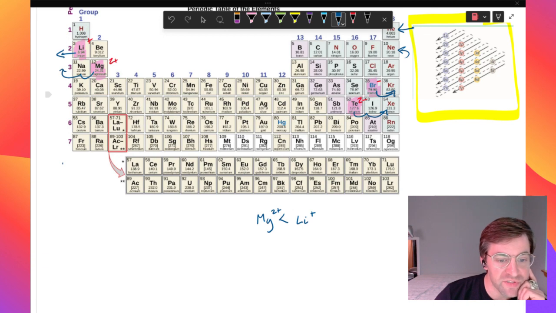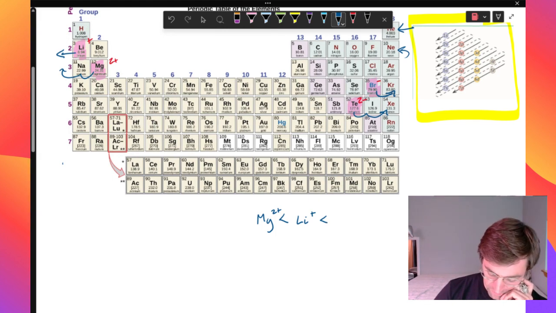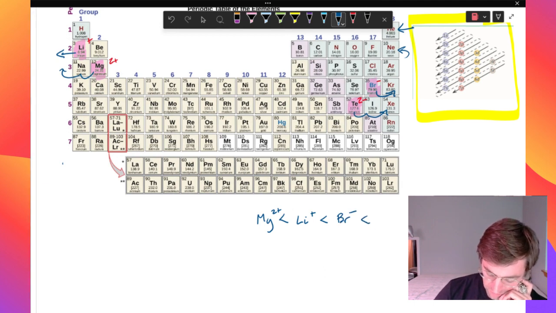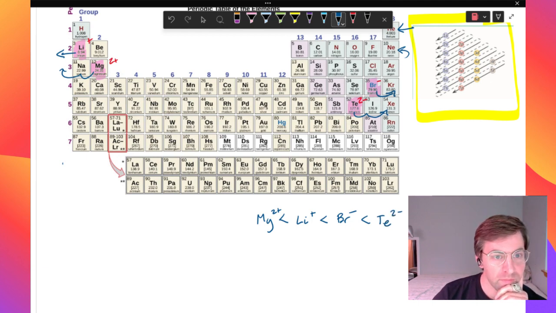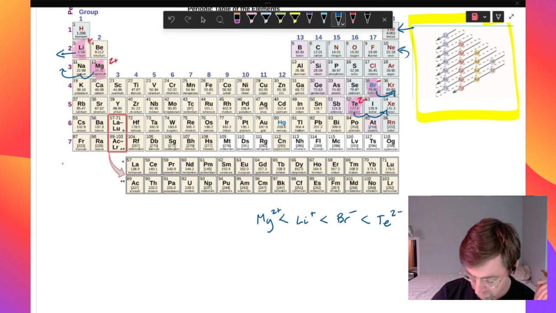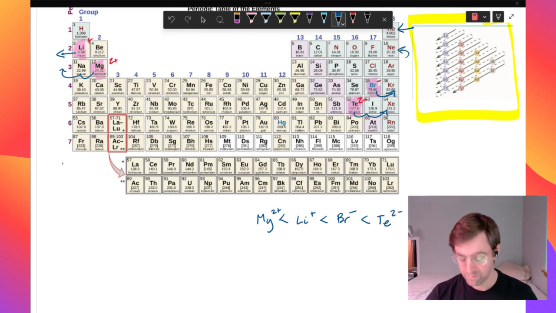For consecutive elements proceeding down any group, anions have larger principal quantum numbers and thus larger radii. Okay, so in that case, bromine, with our singular negative charge, would be smaller than tellurium. Yes. Okay. There you have it.